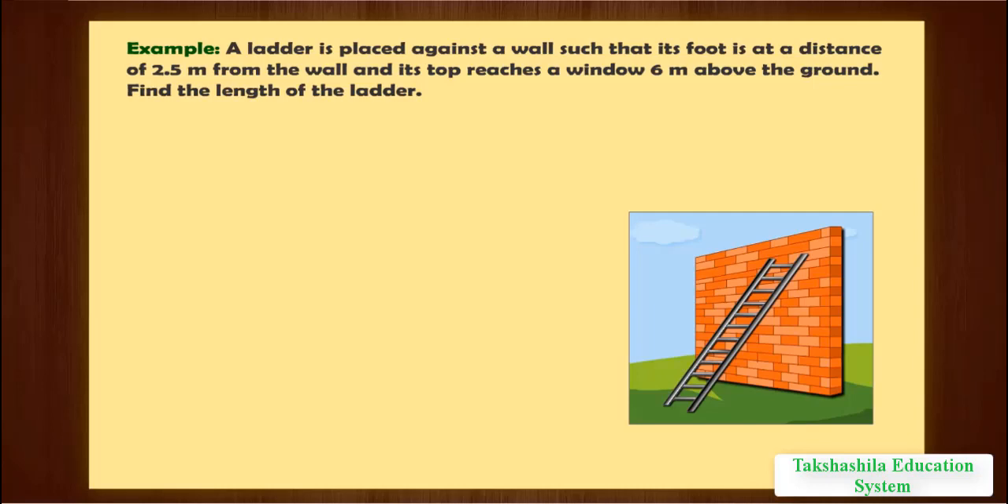Let us now take some examples to illustrate the use of these theorems. A ladder is placed against a wall such that its foot is at a distance of 2.5 meters from the wall and its top reaches a window 6 meters above the ground. Find the length of the ladder. Let's solve this.